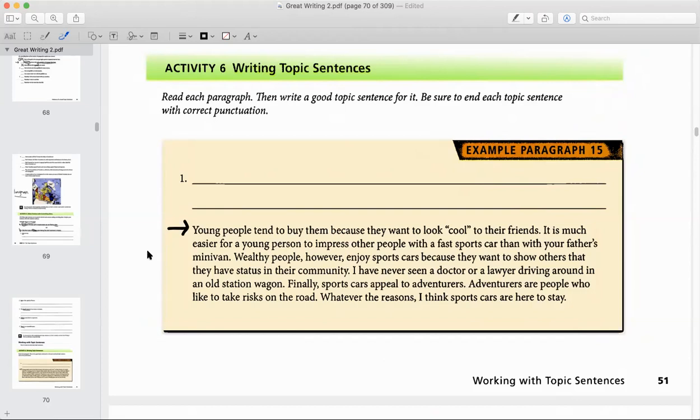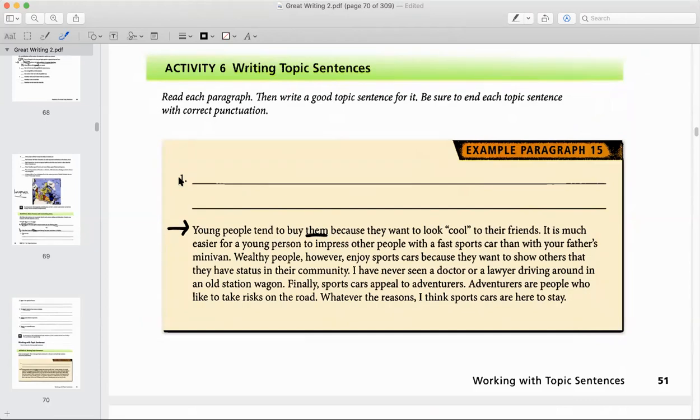Young people tend to buy them because they want to look cool to their friends. So we have this word "them" here. We don't know what "them" is yet. Probably we would have learned about that in the topic sentence, but we don't have that. So we're going to have to keep reading to figure it out. It is much easier for a young person to impress other people with a fast sports car than with your father's minivan.